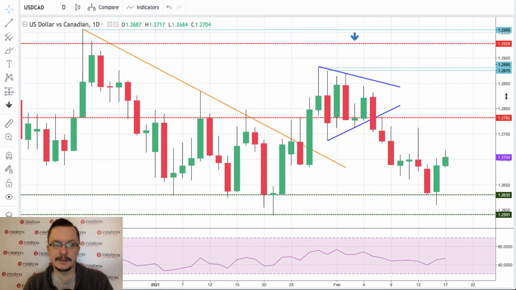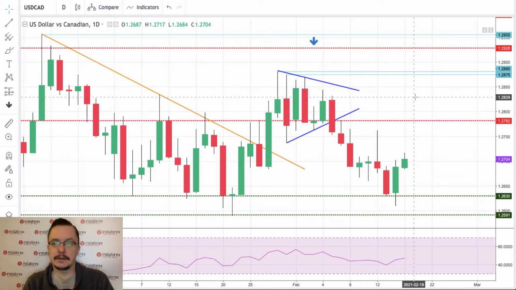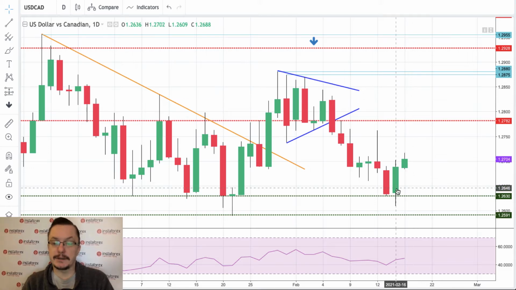On the Canadian dollar, as you can see, this is daily time frame chart. We got a bounce from the technical support at 1.2630. The low, however, was made at 1.2609. But there was no new low below 1.2591. So this bounce is kind of important. Right now, the market is trying to go higher towards the recent local high at 1.2762, and of course the recent technical resistance 1.2782. Whether that will happen, we will see.